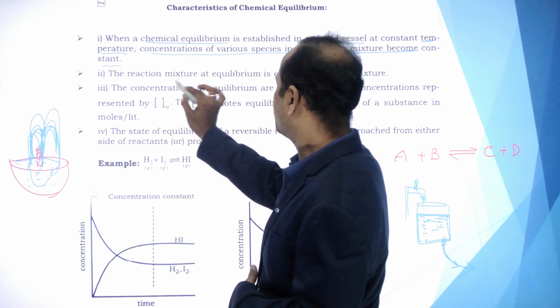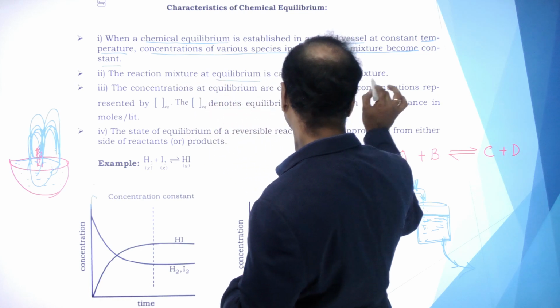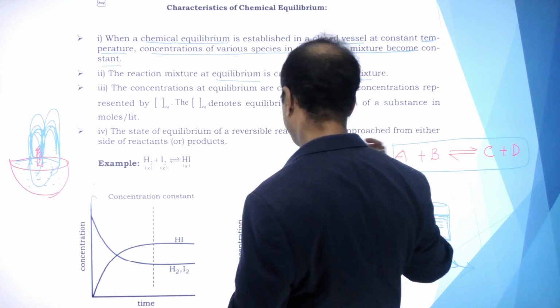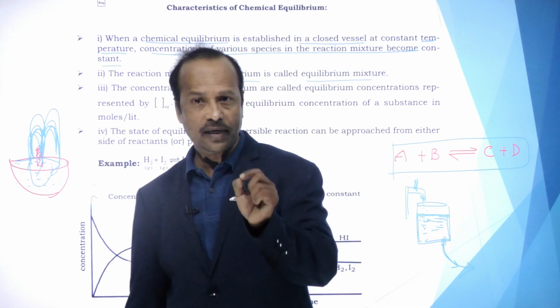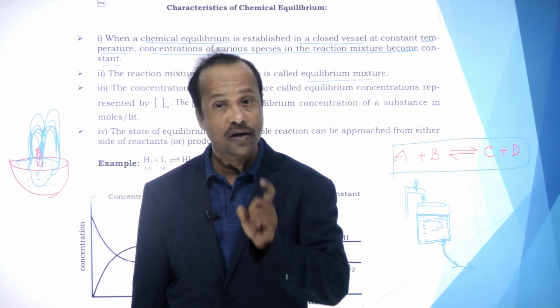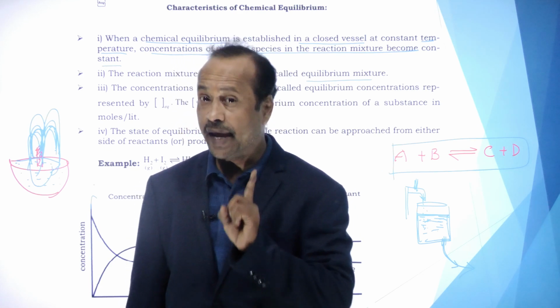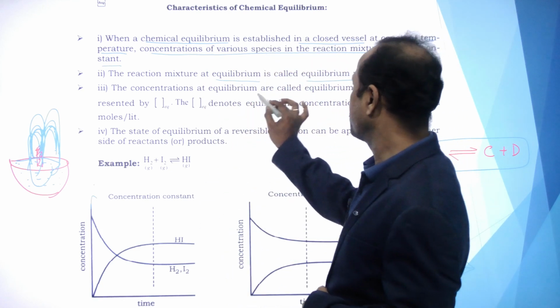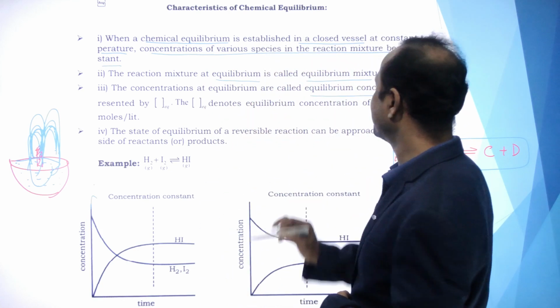Next, the reaction mixture at equilibrium is called the equilibrium mixture. When this reaction attains equilibrium, at the state of equilibrium, whatever mixtures are there, those mixtures are called equilibrium mixtures. Third one, the concentrations at equilibrium are called equilibrium concentrations.